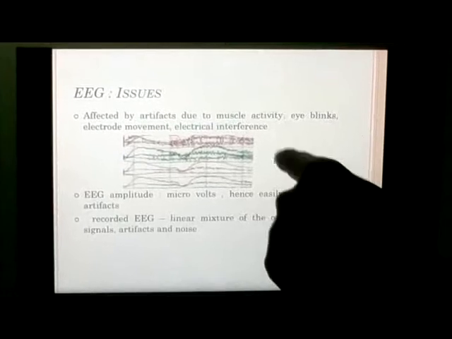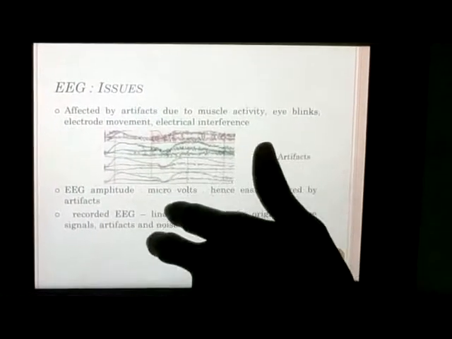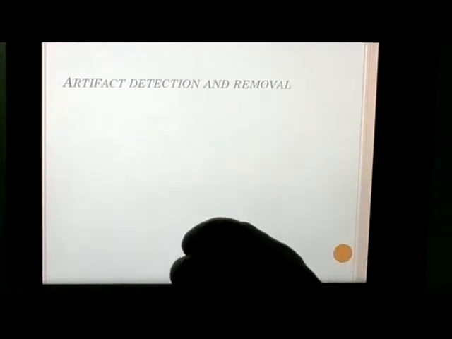So this is the actual recorded signal with blink artifacts. These are the types of signals we get in actuality if we blink our eyes.